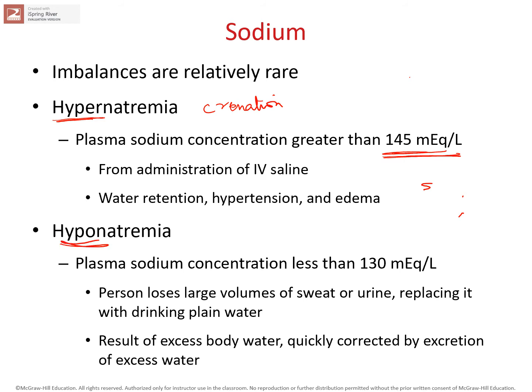So hyponatremia is the opposite of hypernatremia. In hyponatremia, the plasma sodium concentration falls below 130 milliequivalents per liter, and the person loses large volumes of sodium from the body, either through sweat or urine, or by drinking too much water. Some of the major causes of hyponatremia include problems with aldosterone secretion.